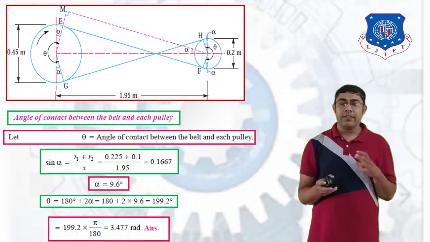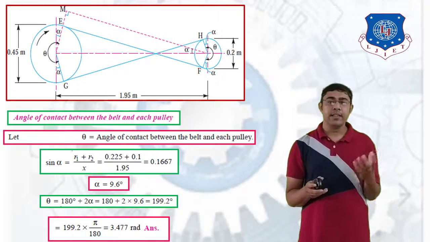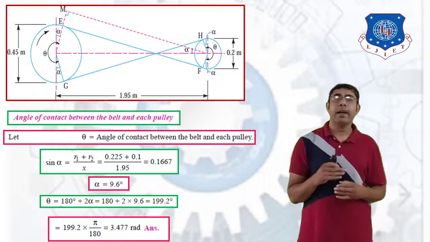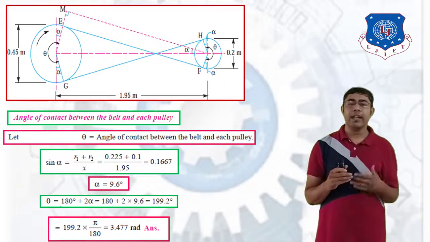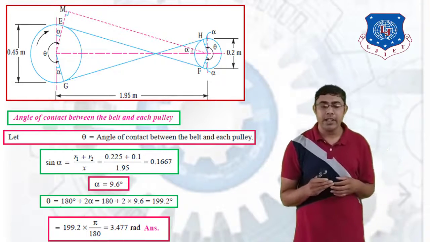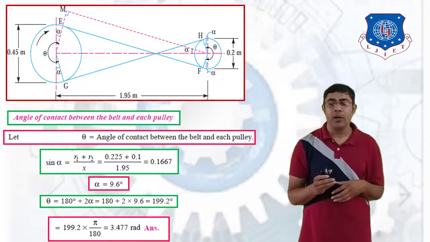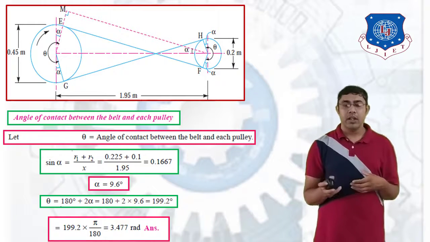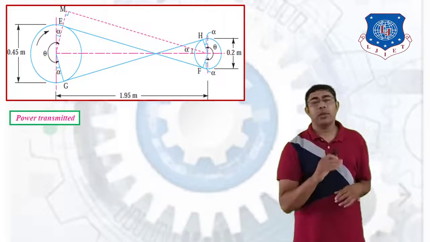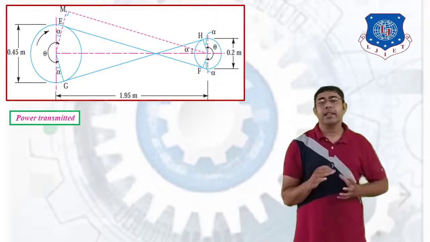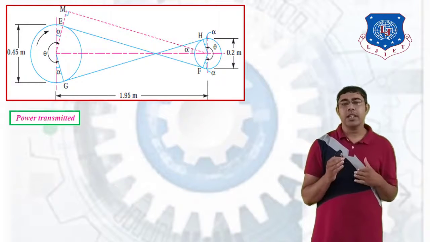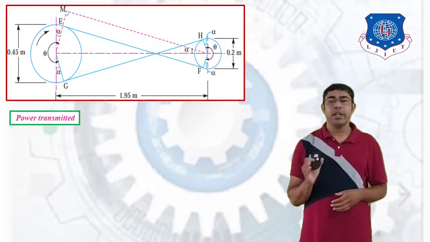Now if we want the answer in radian, then we have to multiply our answer by pi by 180. So if we multiply with pi by 180, we get theta in terms of radian, and that is 3.477 radian. Now third is power transmitted. To calculate the power transmitted by this configuration of belt drive, as we know, the power P is equal to T1 minus T2 into V.